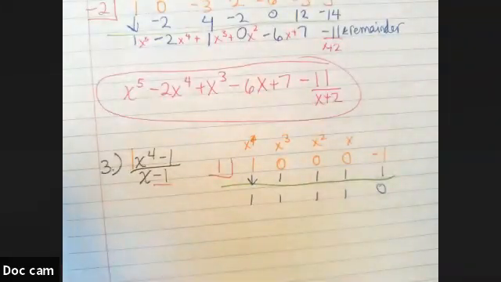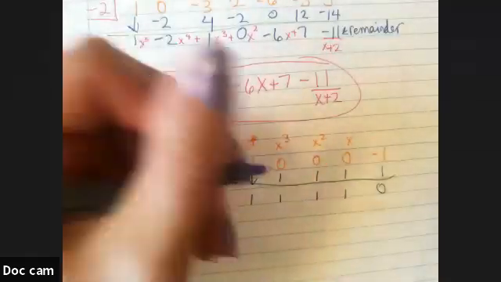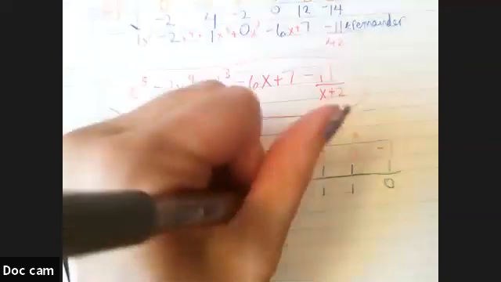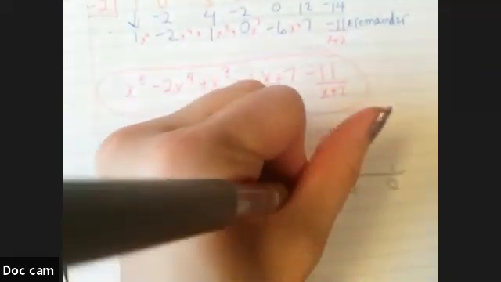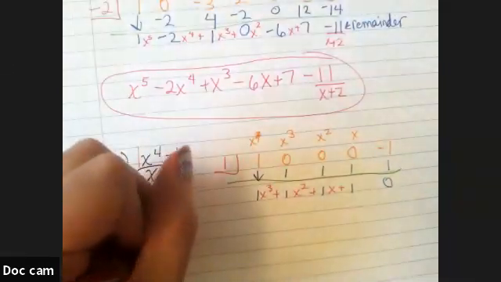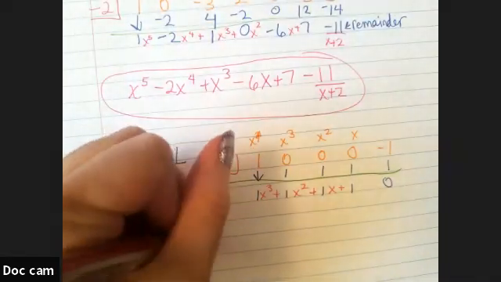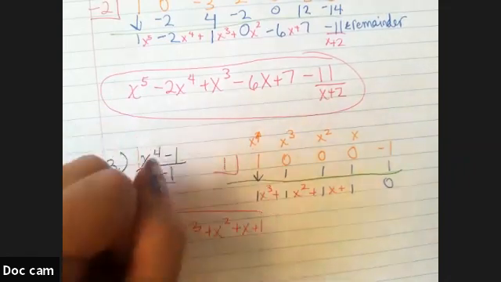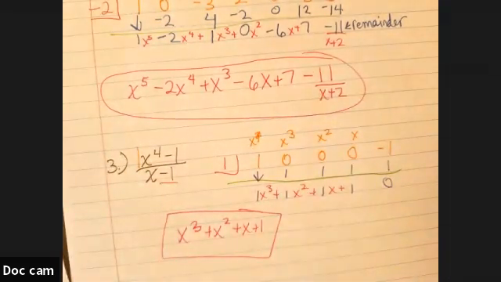And this is for the answer. It's going to be x cubed plus x squared plus x plus 1. That's my final answer. X cubed plus x squared plus x plus 1. That's our final answer for that one.